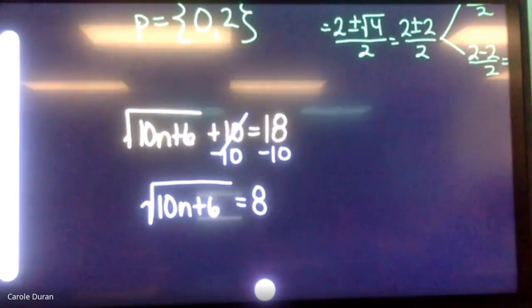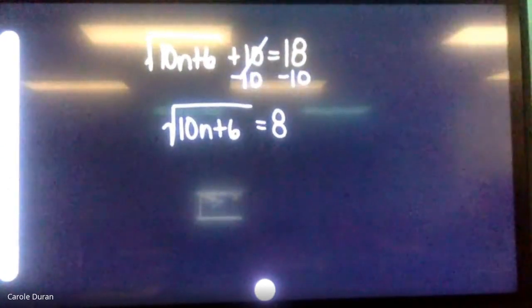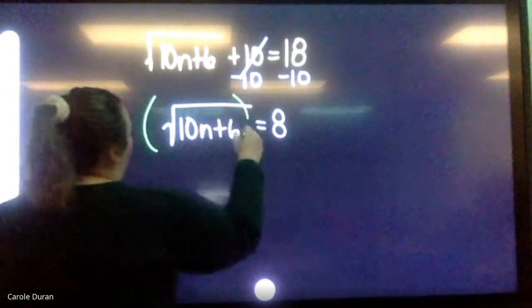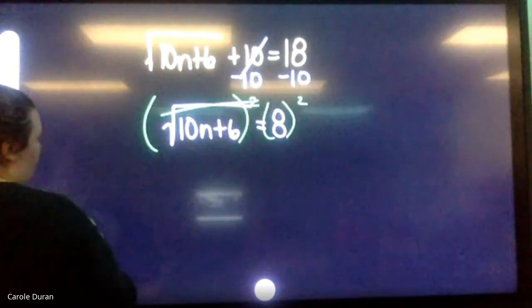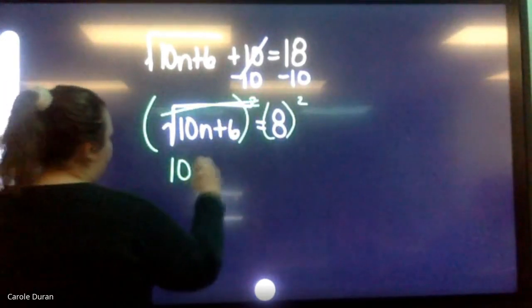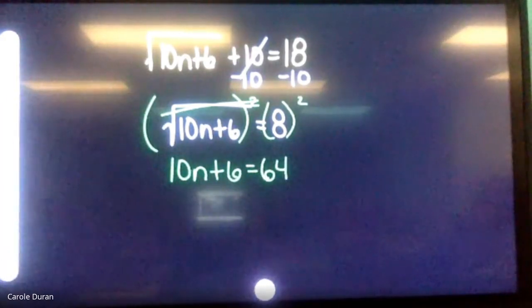Ariana, what am I going to do next? Do the square root thing, squaring. Right, I'm going to square both sides so that I can cancel out the square root on the left. A square and a square root cancel, leaving 10n plus 6 equals 8 squared, which is 64.